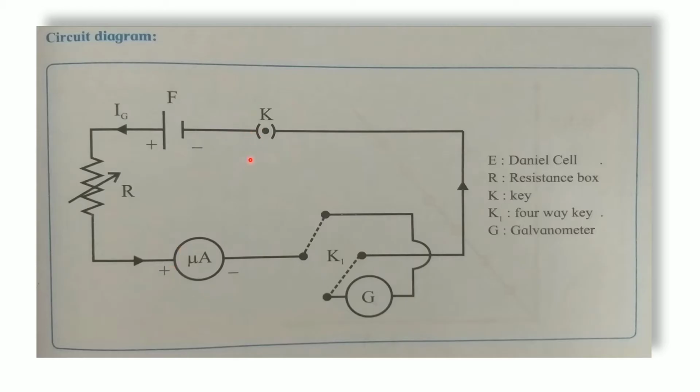There is a one-way key to make and break the contact. There is a reversing key to reverse the terminals of the galvanometer in the circuit. This is the galvanometer whose current sensitivity is to be determined, and this is the direction of current shown in the diagram, from the positive terminal of the battery towards the negative terminal. Clear? And these are the connecting wires shown here. Clear?